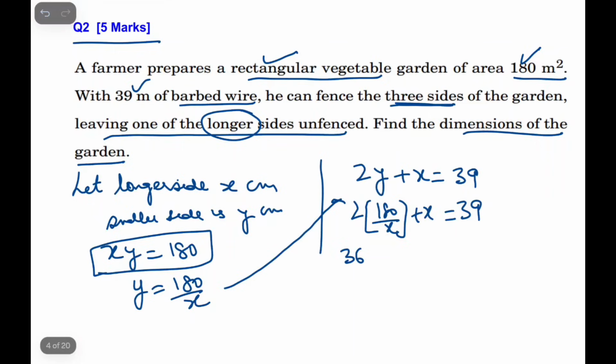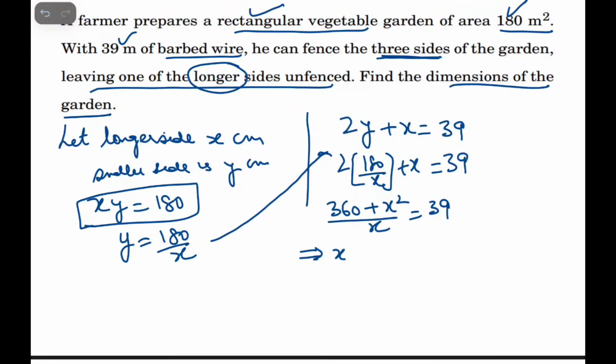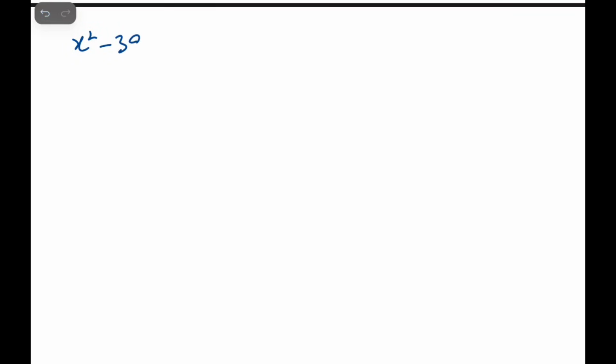So this will be (360 plus x square) upon x is equal to 39. That implies x square minus 39x plus 360 is equal to 0. Now we will be solving this quadratic equation. Now x square minus 39x plus 360 is equal to 0. We will be splitting the middle term. This will be x square minus 24x minus 15x plus 360 is equal to 0.